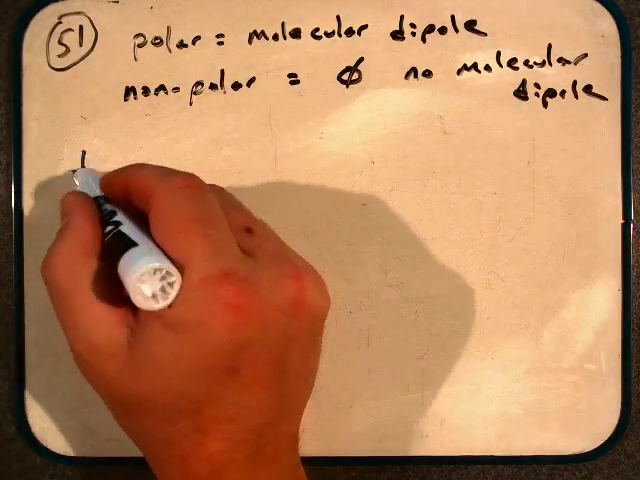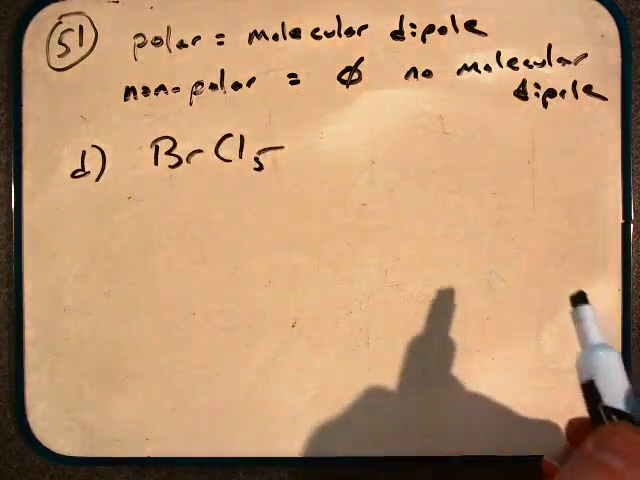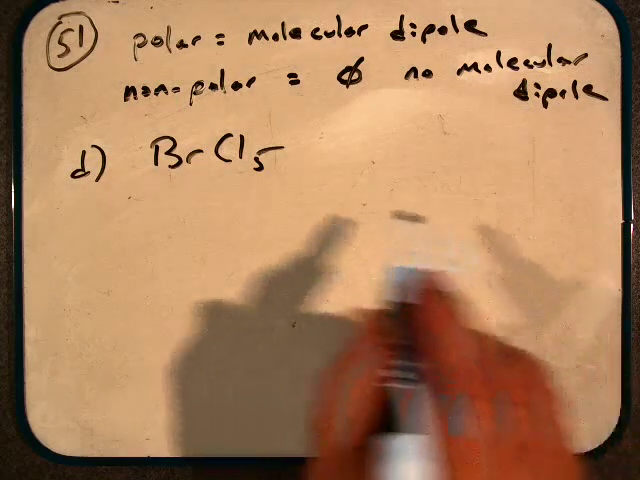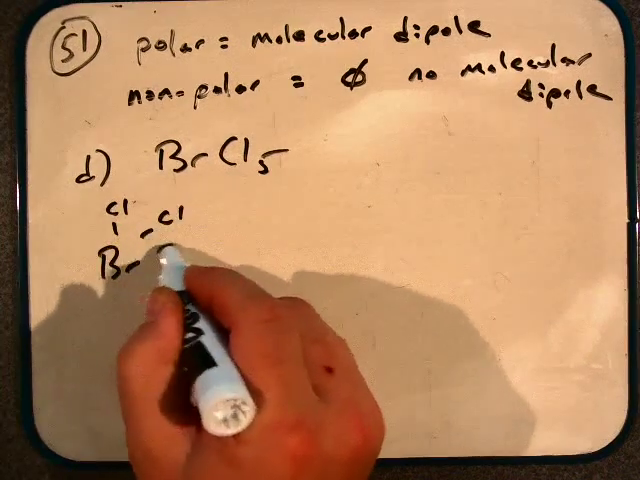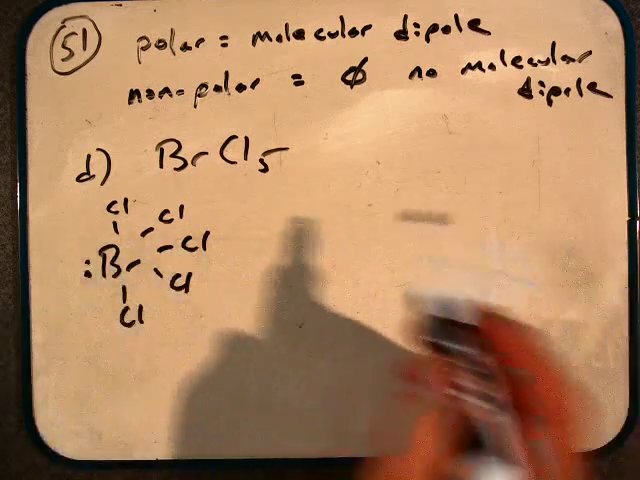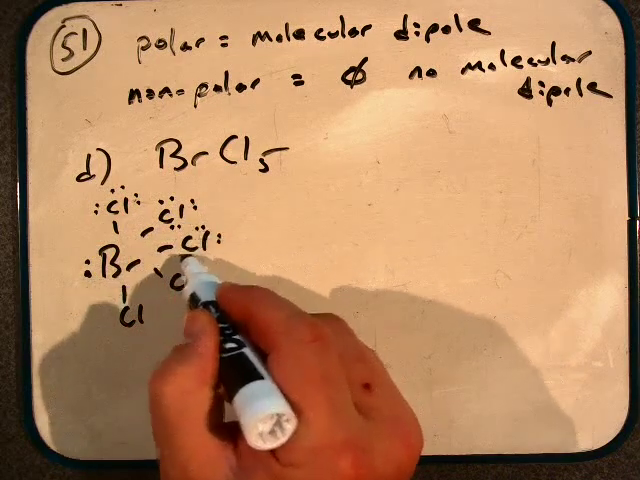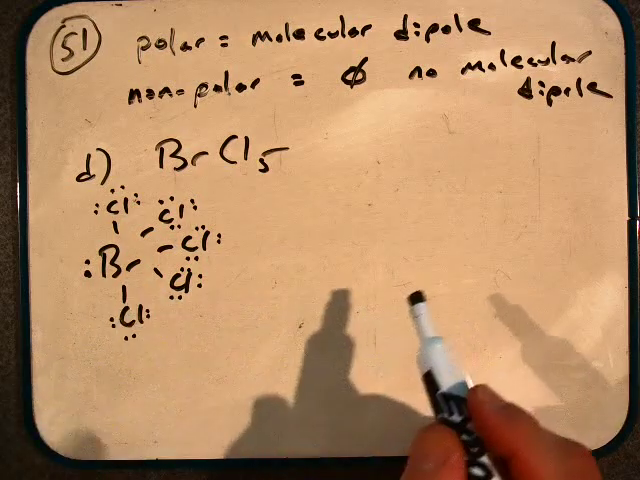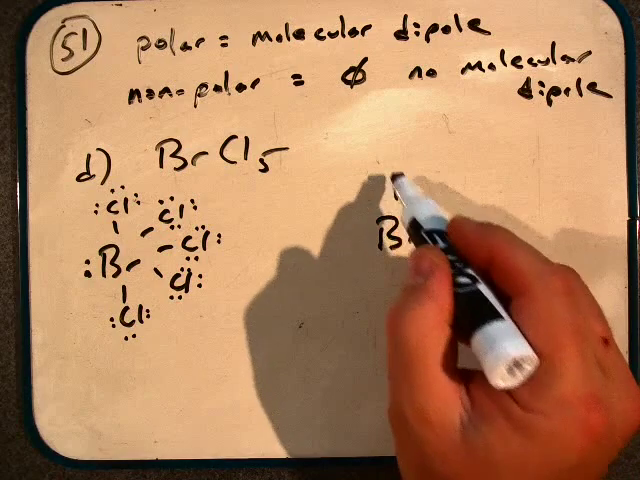And then the last question, part D, looks at BrCl5. And so putting this structure together, we're going to need to make 5 bromine-chlorine bonds. And with bromine having 7 valence electrons, that means it still has 2 as a lone pair left over. That means bromine would be in an octahedral electronic geometry.